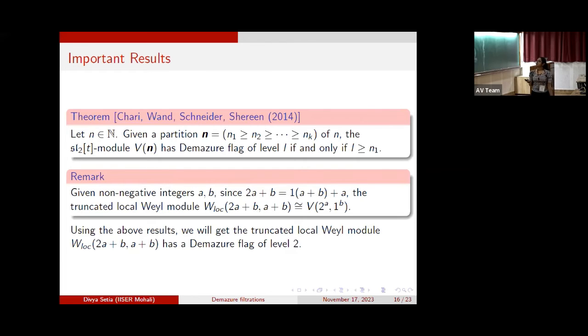So then these truncated local Weyl modules are isomorphic to a CV module, which was proved by Fourier and Littelmann, that the truncated local Weyl module is isomorphic to CV, and by this given result, you can see that the level 2 filtration exists in such type of CV modules because 2 is bigger than the first part of the partition. So we'll provide a filtration by these modules in the tensor product of 2 locals.